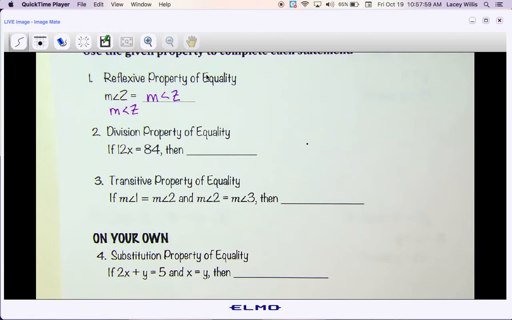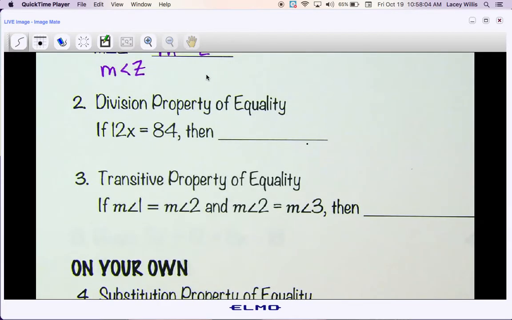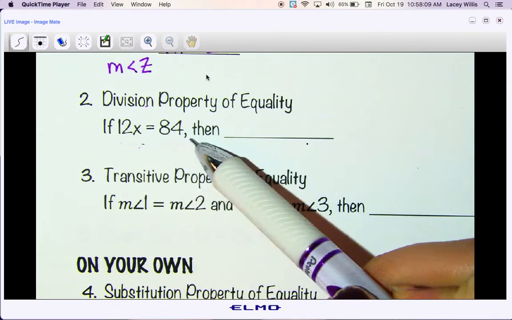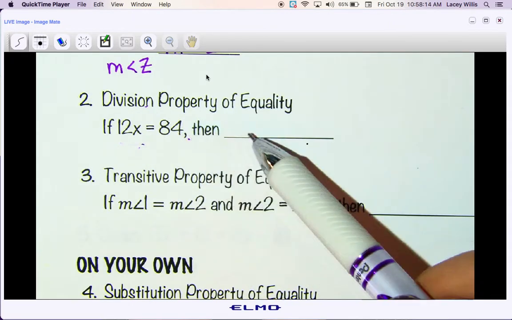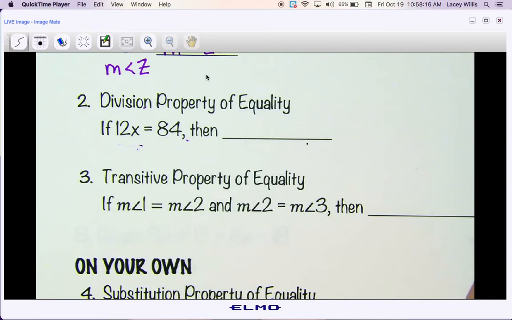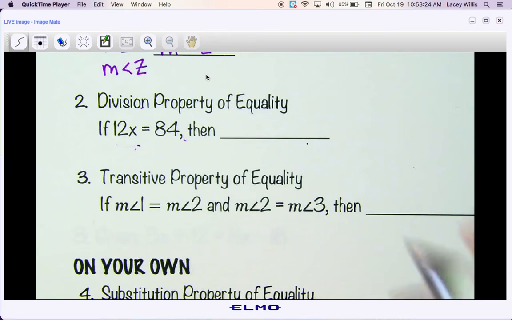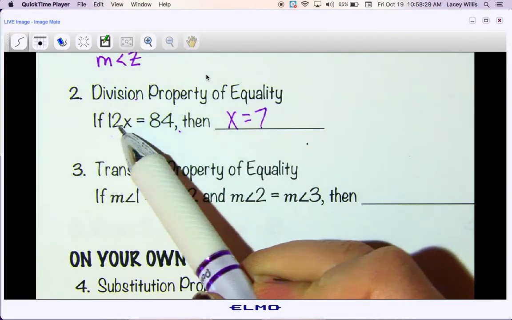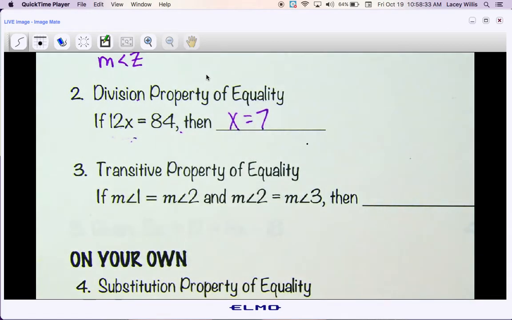Okay, division property. I didn't go over this because I know you know what division means, but within an equation here, it's saying use division to change this equation to kind of simplify it. So if you divided here, then what would you get? We don't know our division. It's 7. So if 12 times x equals 24, then based on dividing, I know that x equals 7.